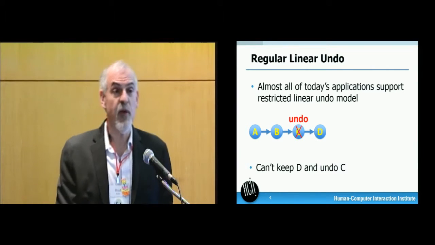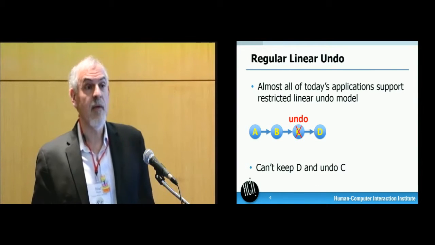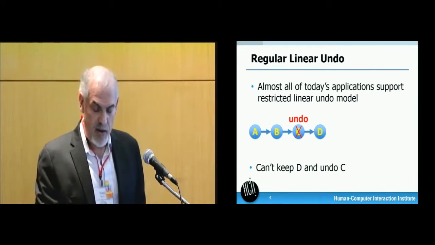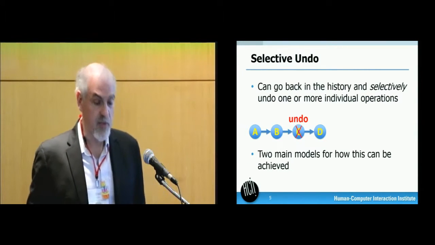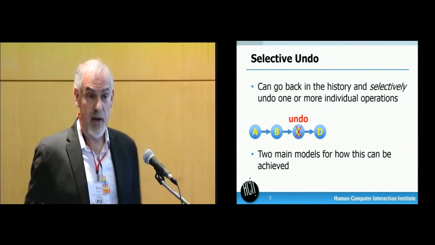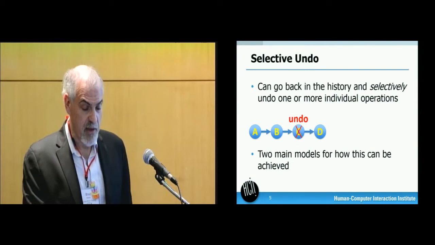Another limitation of regular undo is if you like D but you don't like C, there's no way to undo just C. So that's the whole point of selective undo, is that you go back in time and say, I don't like C anymore, but I still want to keep D. So how can we achieve that?